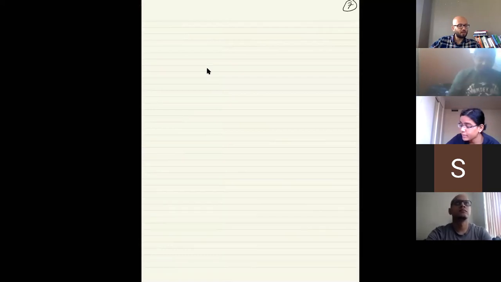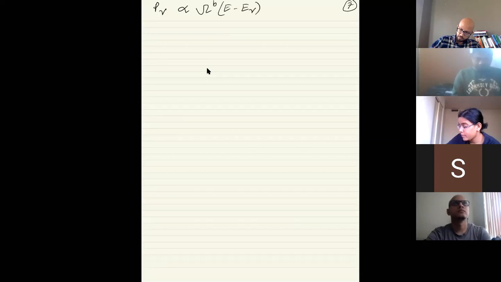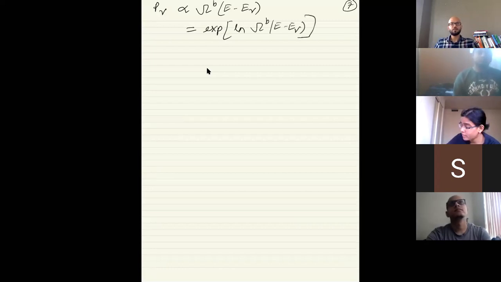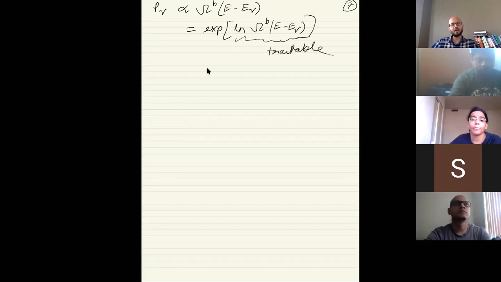One trick we are going to use now is, instead of looking at omega, because it is such a huge number, it blows up. Right now we wrote that P nu is proportional to omega bath of E minus E nu. This is exactly the same as exp of log of omega bath of E minus E nu, right? I haven't done anything. I have just said e to the power log is 1. It's the same thing. And why have I done this? Because this is more tractable. It's a nicer number. Log of omega is a nicer number.